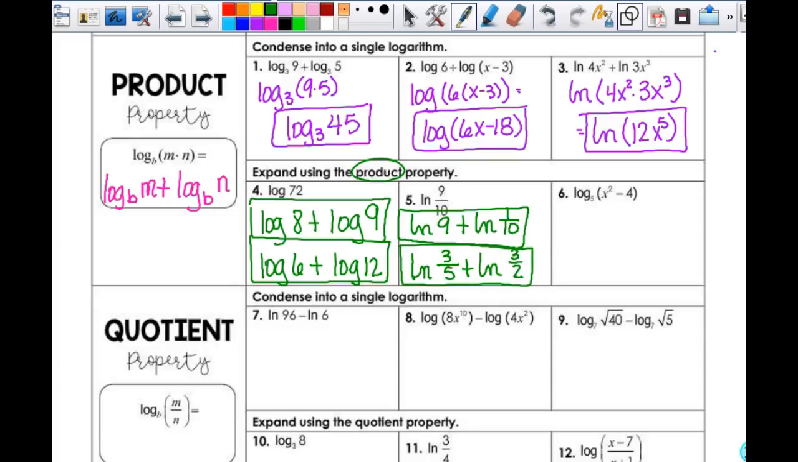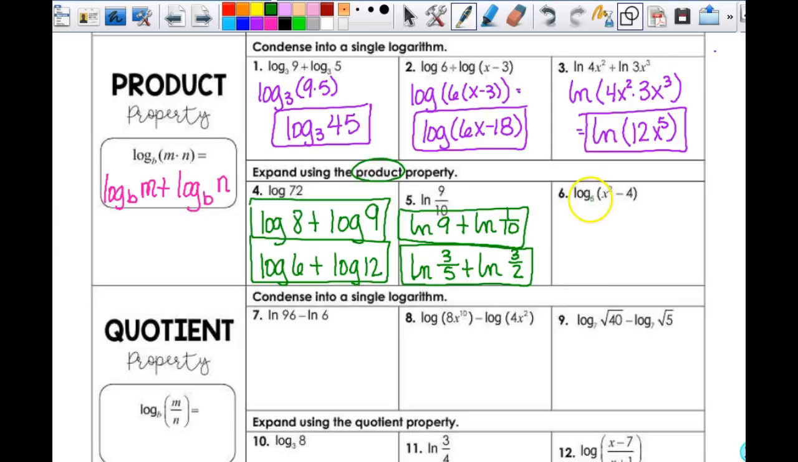Okay. Because this says use the product property, so when I have two things being multiplied in here, that's what I'm splitting them up to be. You've got options because they're not actually just showing you that it's two things being multiplied together. Those are not the only two options on either one of them. Lots of other things could happen.